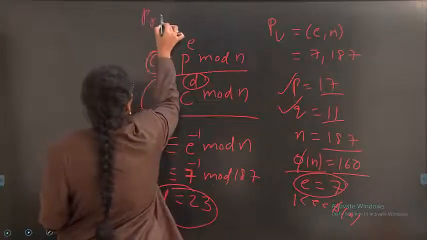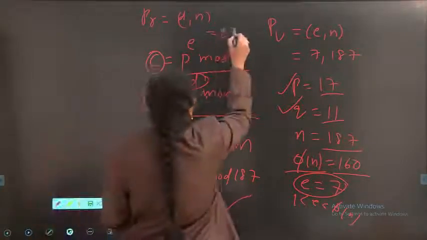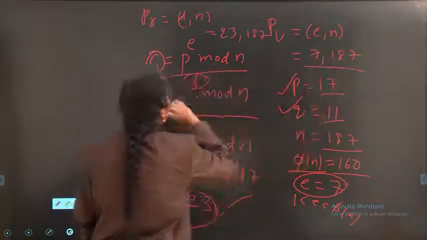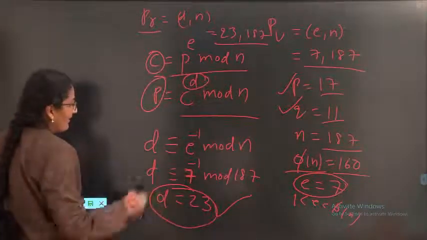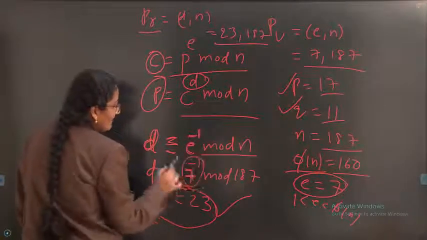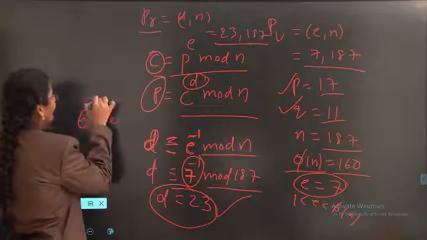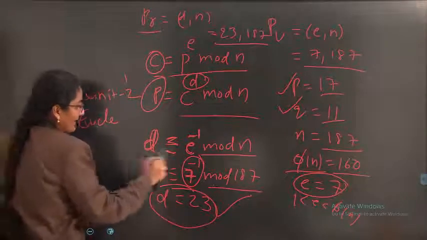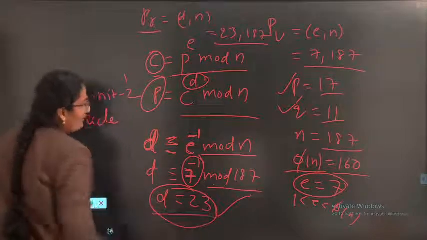Then the private key equals d comma n, with the d value 23 we got here. So 23 comma 187. So the public key is 7 comma 187 and the private key is 23 comma 187. How did we get d equal to 23? d equivalent to e inverse mod n, e is 7, inverse mod 187. By using the Euclidean algorithm, which we have in unit 1 and unit 2, we can apply it to the d formula and get d equal to 23.